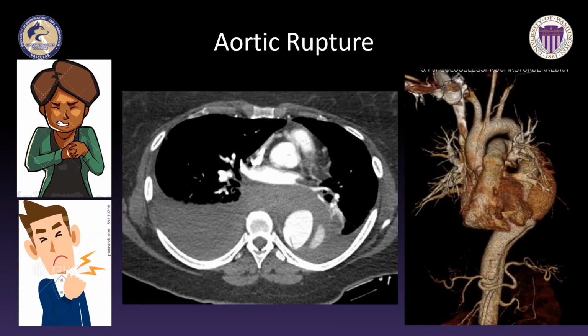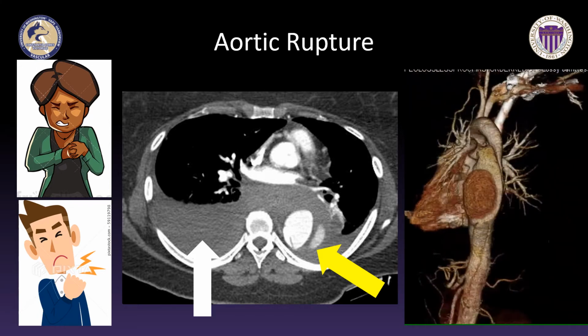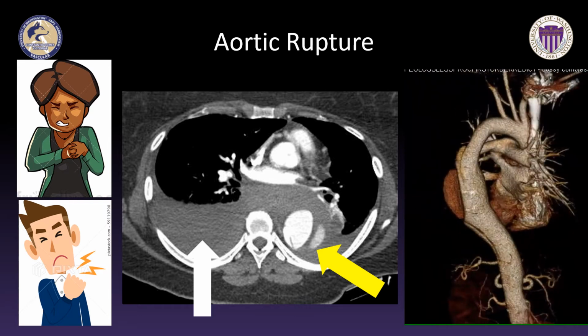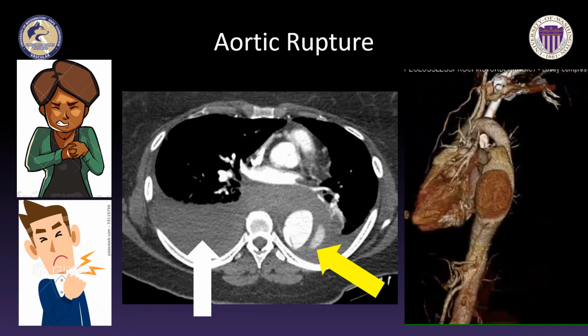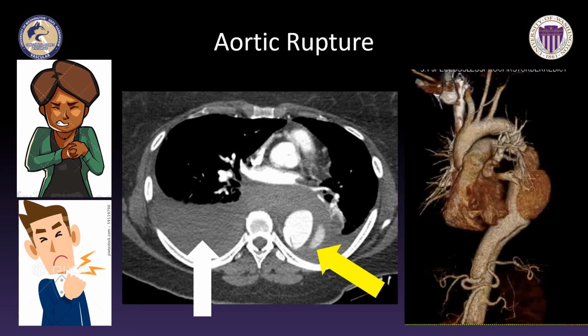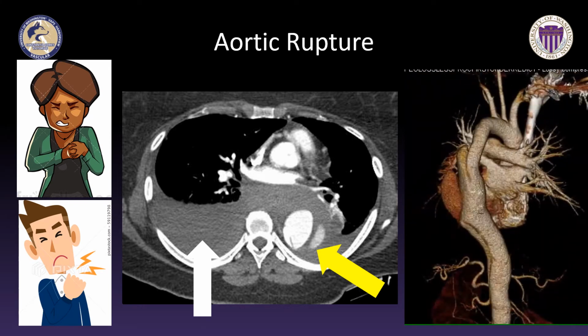Aortic rupture in type B aortic dissection is a clear indication for surgery. This presents as chest pain or left shoulder pain and sometimes upper back pain. You can see here on a CT scan where the yellow arrow is pointing, this is an aneurysmal aorta that had dissected and ruptured, and you can also see where the white arrow shows the blood in the chest cavity. All the way on the right is the three-dimensional reconstruction of this aorta, and you can see the aneurysm formation as well as the leaking of blood outside the aorta itself. So this is an emergency and requires emergency surgery.